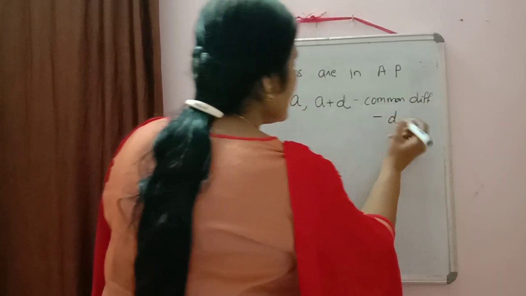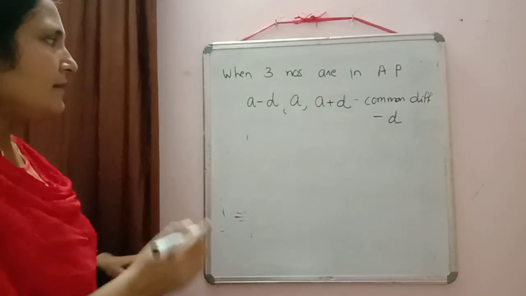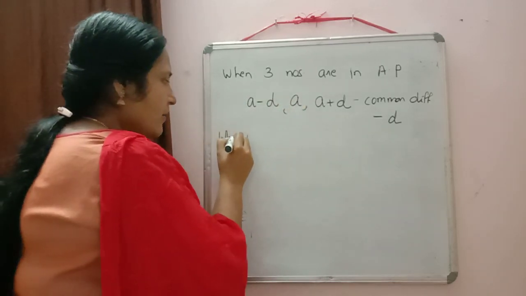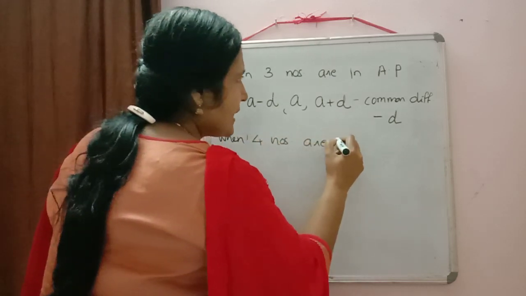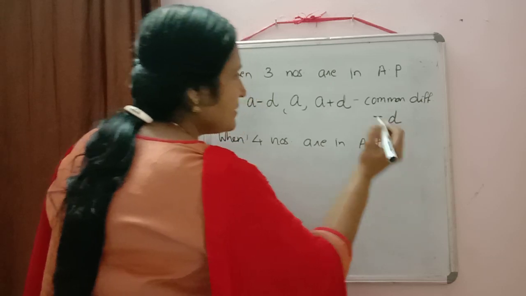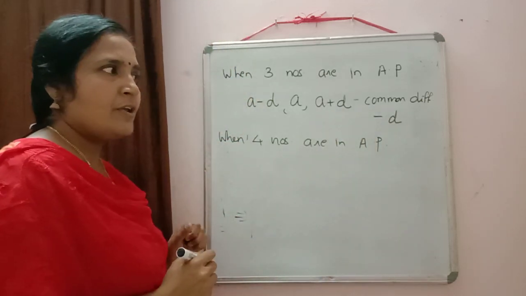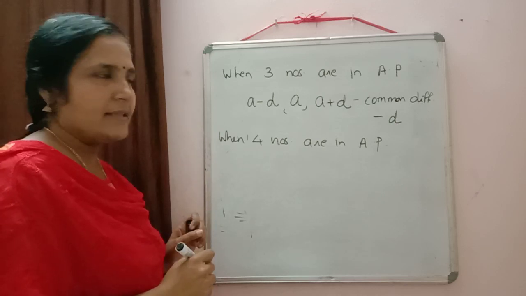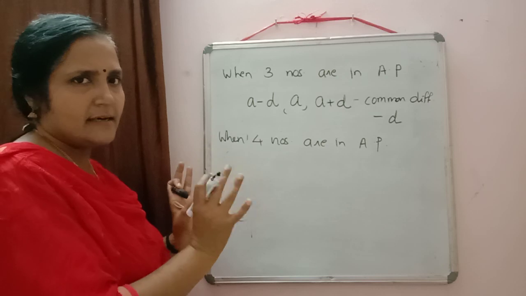Common difference is D. Difference between these two terms is D. Now we will write down when 4 numbers are in AP. How will we take out the numbers when 4 numbers are in AP? If 4 numbers are there, then we know 2 middle terms will be there. So A we cannot write. This one we are taking to adjust the terms there.